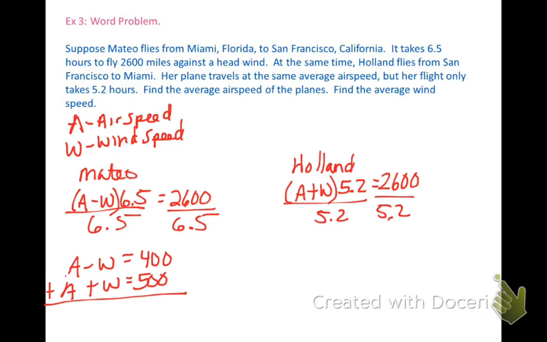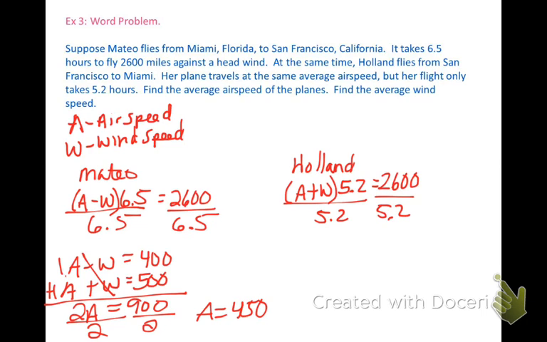So I can do A plus A, or 1A plus 1A. 1A plus 1A is 2A. And a negative W plus a W is 0W. And then 400 plus 500 is 900. And then divide by 2. So A equals 450. So the airspeed is 450.